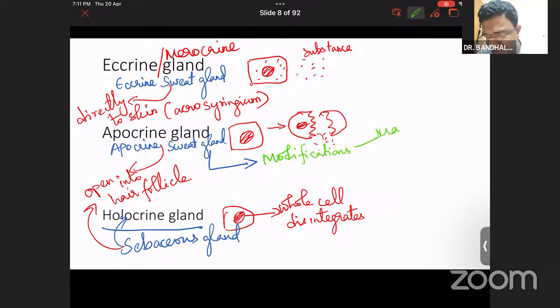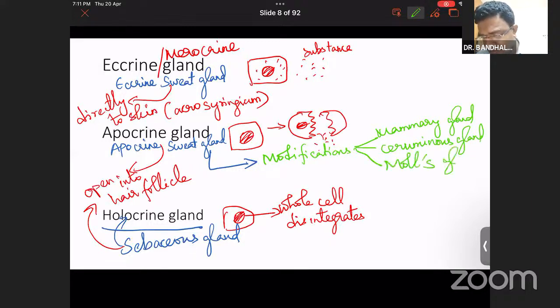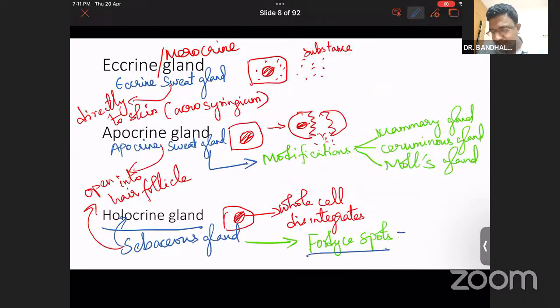Examples are the mammary gland, ceruminous glands of the ear, and Moll's gland of the eye. These are the modifications. For sebaceous gland, one thing you should remember is Fordyce spots, which are ectopic sebaceous glands.